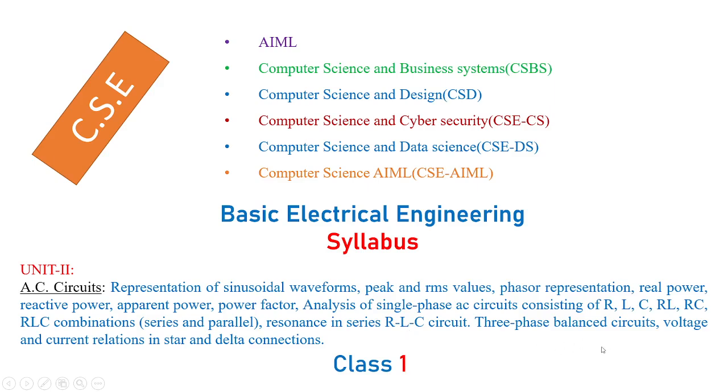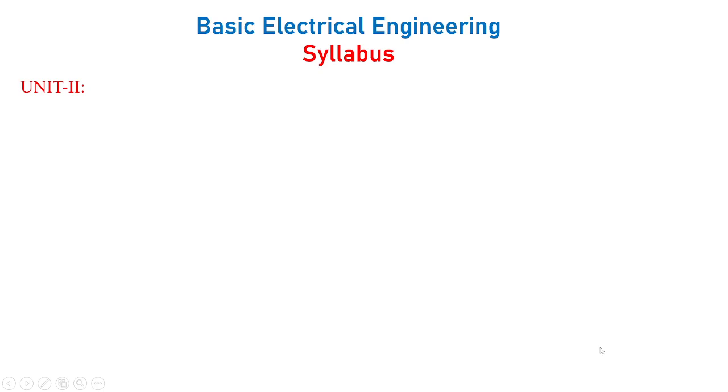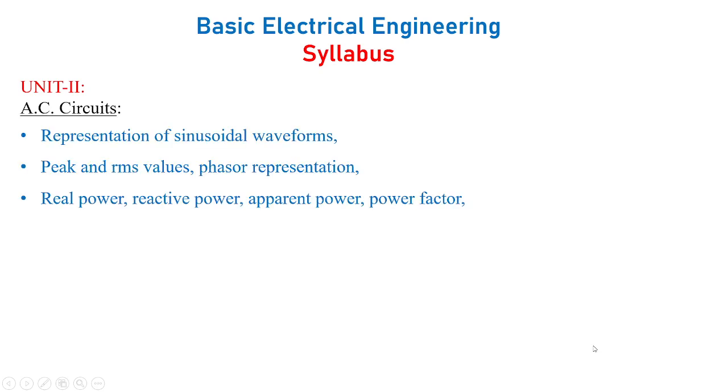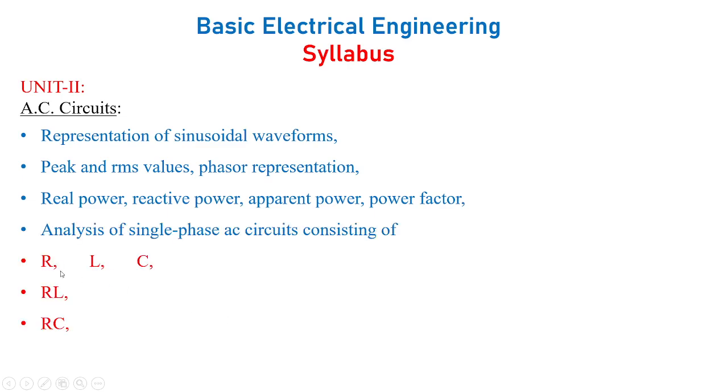So in this class 1, we are going to take the syllabus in three factors: the representation of sinusoidal waveform, then what is peak value, RMS value, and what are the phasor representations, then how to calculate the active power, reactive power, and apparent power. And this we are going to do with individual RLC networks, and then we are going to combine them into RL and RC networks. We are also going to see the numericals associated with this kind of concept.